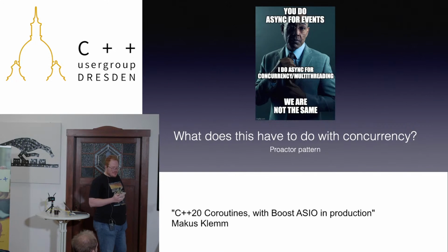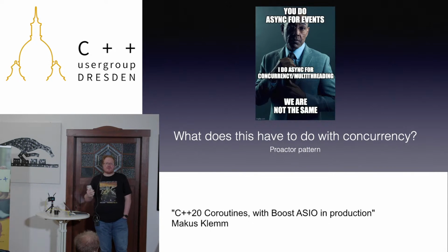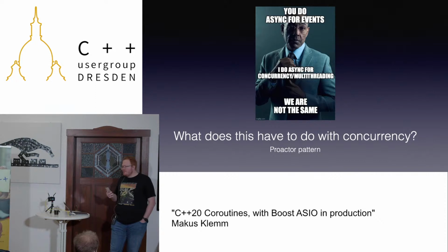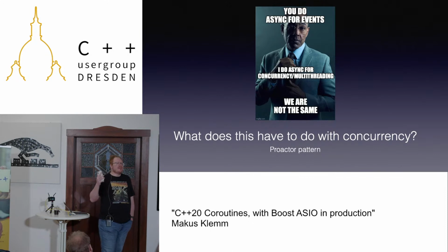Also, if you got the question, what has concurrency to do with asynchronous coding? You can use the asynchronous pattern to do concurrent programming easier. Now I will also show this. It's a proactor pattern, so you can, for example, use Boost ASIO, which is the library I will show you how to combine with coroutines to also program concurrent multi-threaded code in a much more readable sense, I would say, at least now with coroutines.